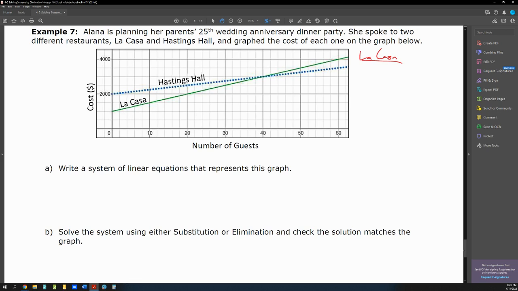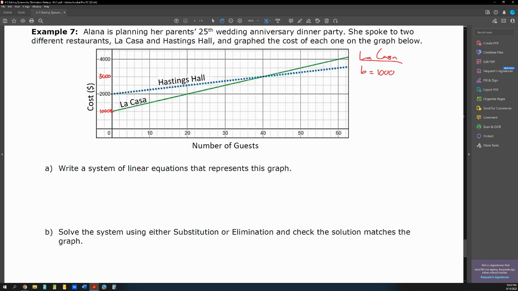So I noticed that from the graph, this crosses the y-axis at, well, it looks like up here is 2,000. So then halfway must be 1,000. So it looks like every 2 increments is 1,000. So that means up here must be 3,000, then 4,000, or every 1 increment would be 500. Okay. So I know that the y-intercept of the line graphed for La Casa is 1,000.